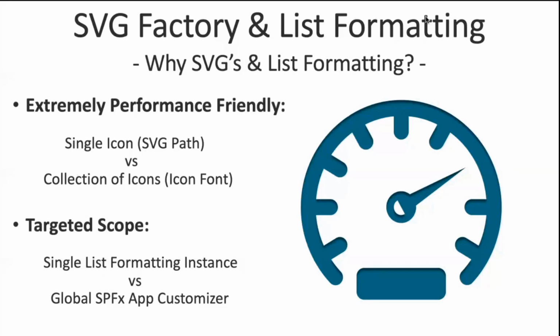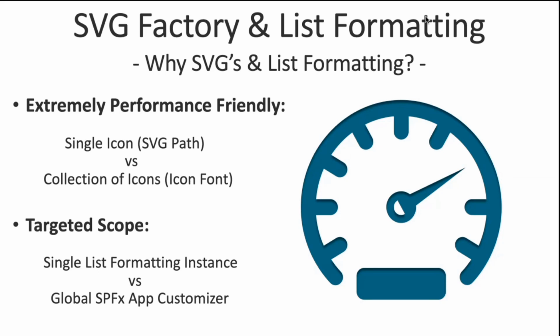Why SVGs in list formatting? They're extremely performance friendly. When we use icon fonts, you're stuck using the whole collection of the font. If you have a font with 100 or more icons and you only want to use one, you have to load that entire font. With an SVG, you're able to access the individual icon, making it more performant.